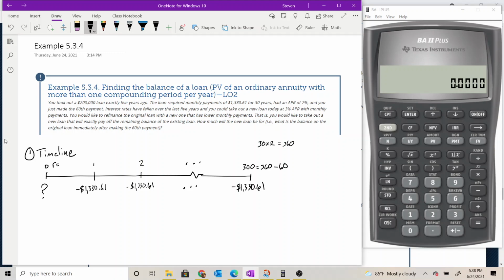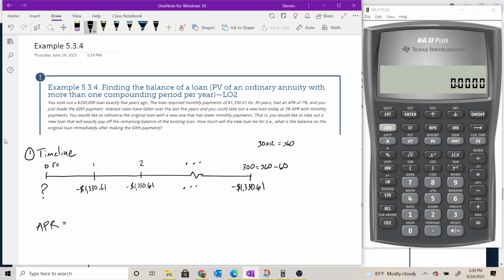And the interest rate on this loan is the rate that we were paying on the loan, not what we could refinance it for. That loan doesn't exist yet. To find the balance on this loan, we need to use the rate that applies to this loan. So in order to find that, we'll use the definition of APR, because all we're given is the APR.